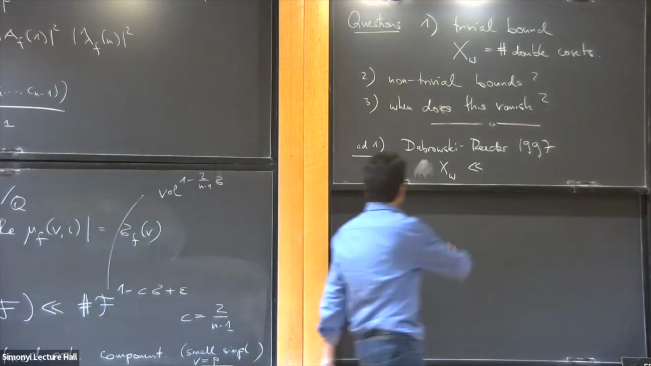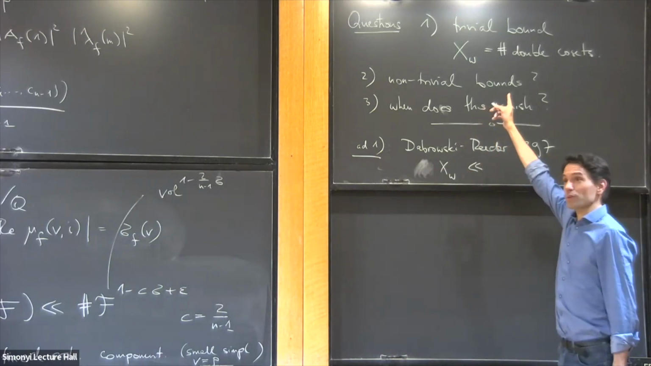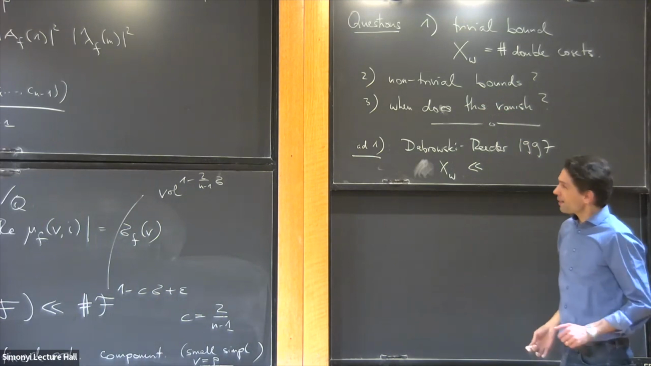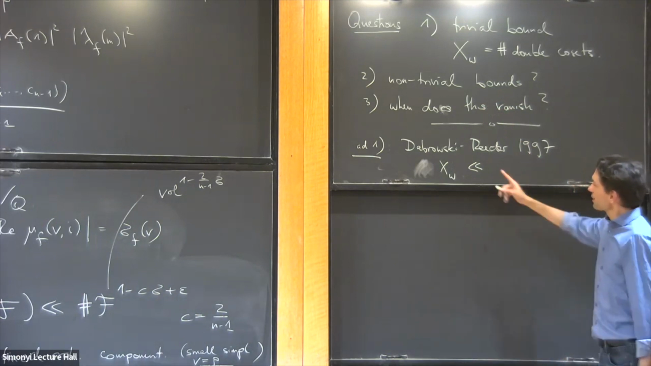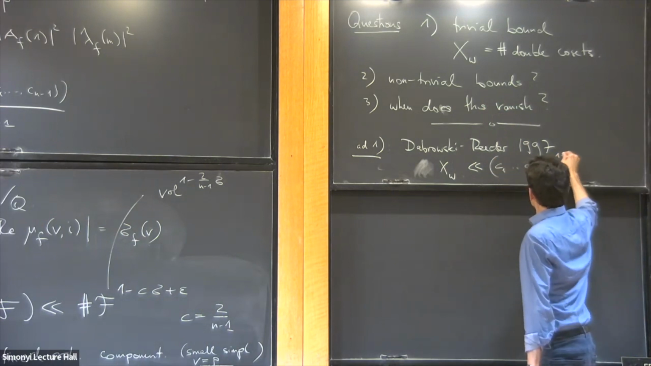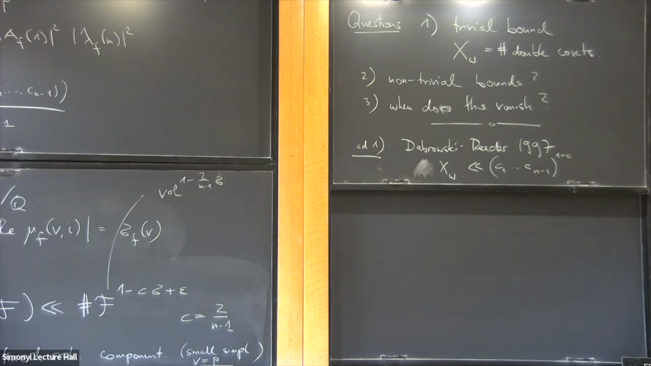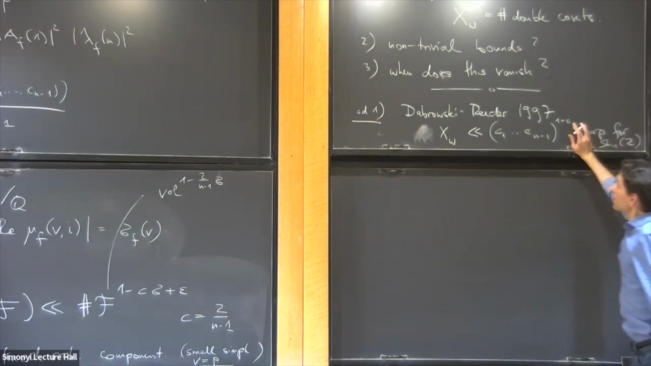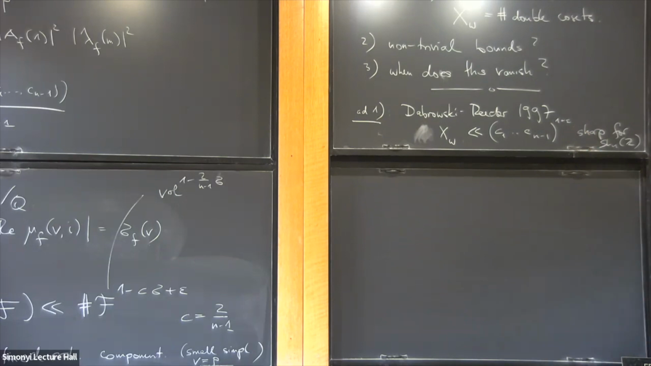Of course, any bound for SL_N(Z) is also a bound for a congruent subgroup. That's clear because you're only counting fewer double cosets. So somehow the trivial bound is the product of the moduli, maybe with an epsilon. And this is sharp for the group SL_N(Z). And we'll see to what extent this is sharp for other groups. But again, this is not easy.